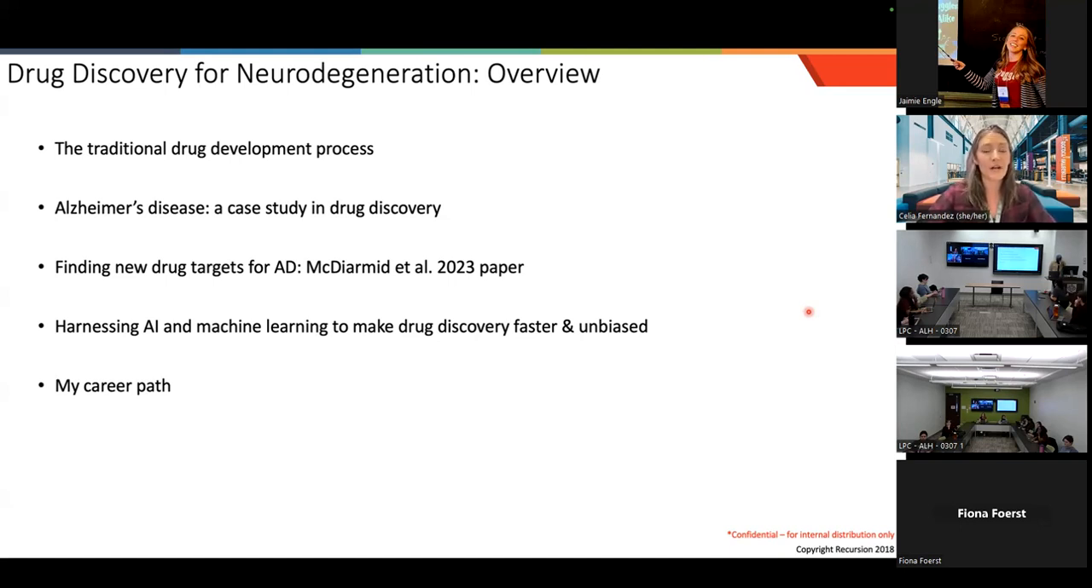And then I wanted to talk about Alzheimer's disease and use it as a case study for what drug discovery has traditionally looked like. And then I wanted to go over this paper at a very high level. This is a paper from 2023 from a group in the UK and Denmark that wanted to look for new drug targets for Alzheimer's disease. This is not a paper that I or anybody at Recursion was associated with, but it uses a very, very similar approach to what we were trying to do.